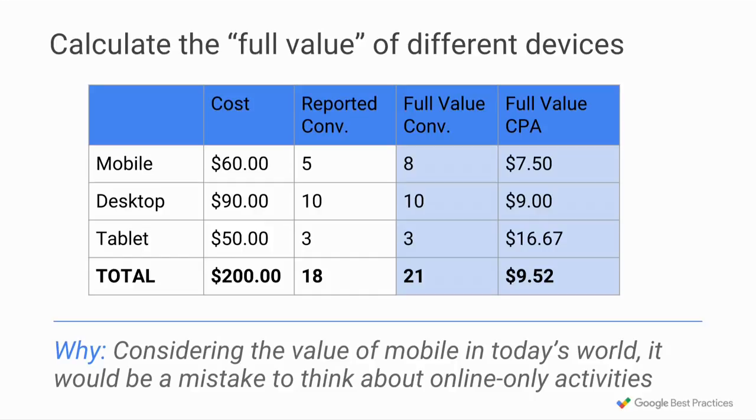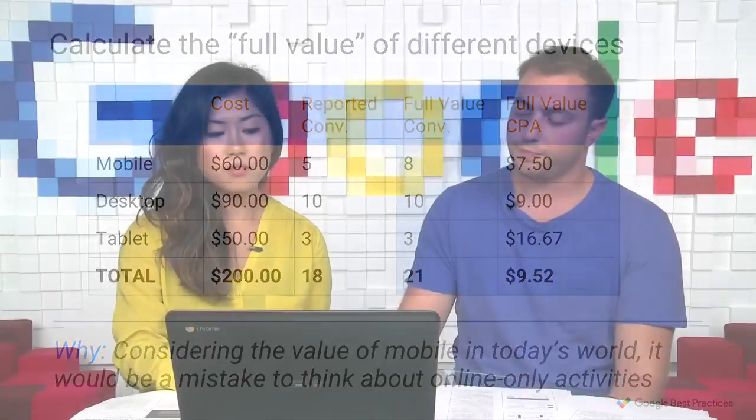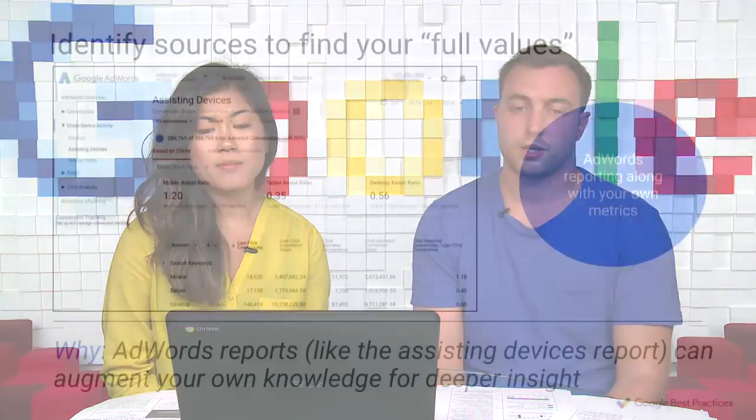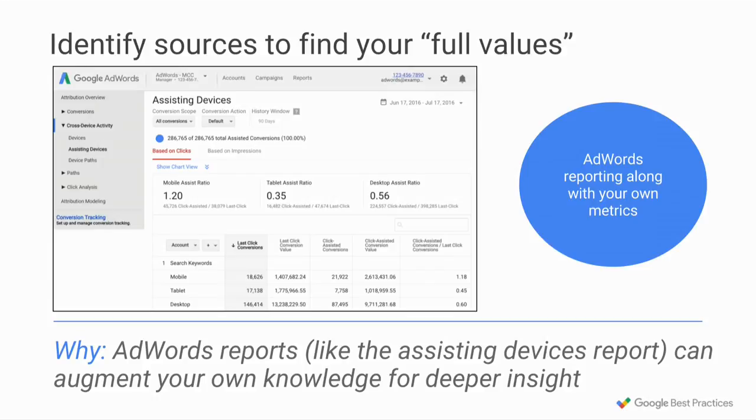To do this, you have a couple of options. One, we have a new report called Assisting Device Report in AdWords that tries to augment your own knowledge of how many conversions you got outside of the ones that are in the regular AdWords report. We also recommend that you use your own insights because you know your customer best. At the end of the day, you need to judge what are the best full value conversions that you get in your AdWords account.